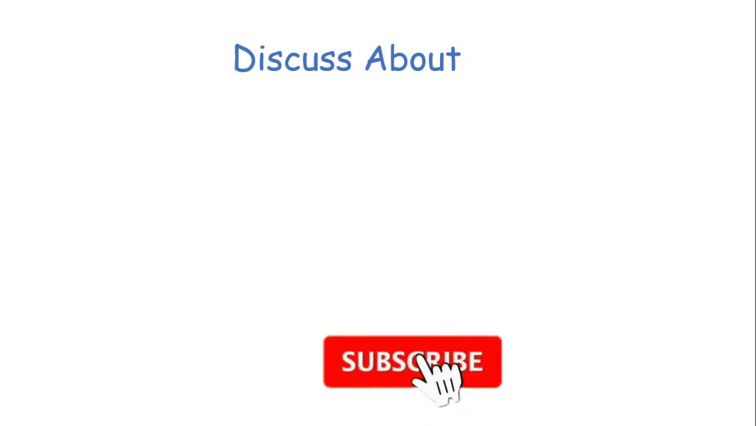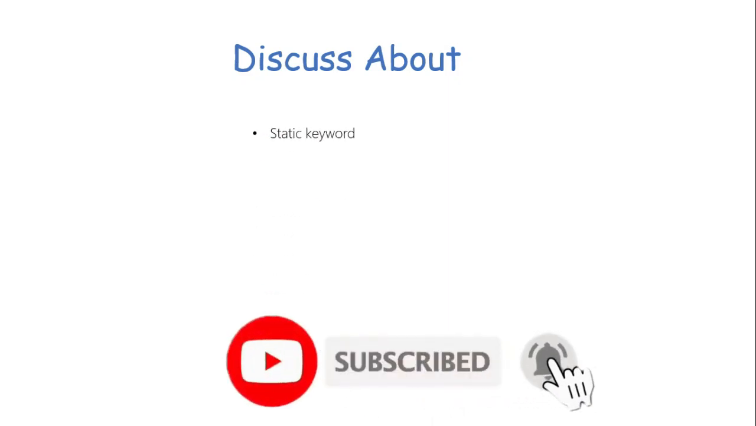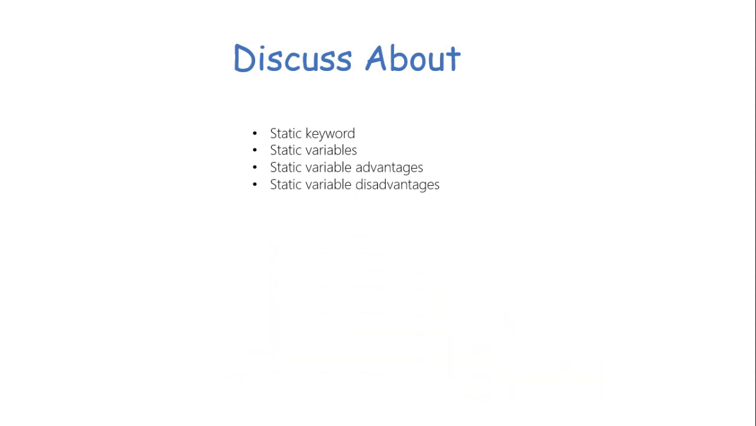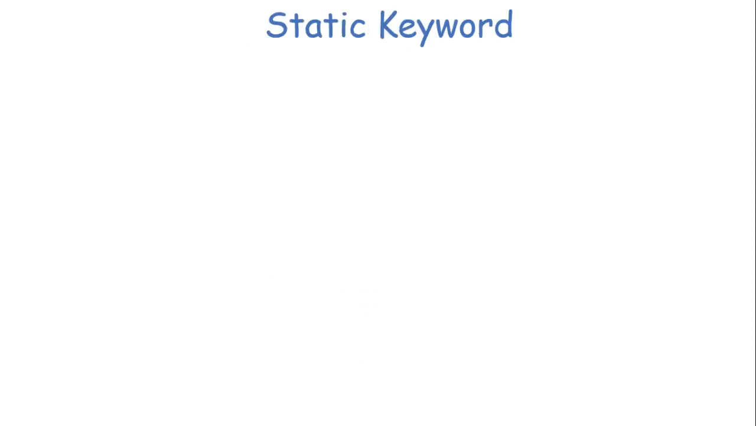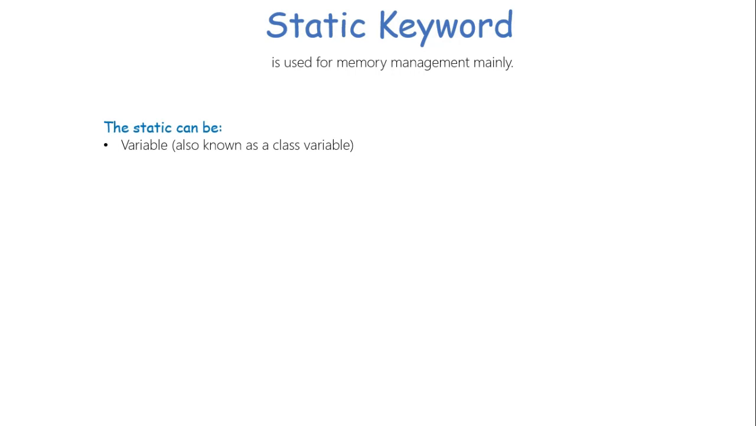Hi coders! In this video, we will discuss static keywords, static variables, static variable advantages, disadvantages, static variable example, static method advantages, disadvantages, and static method example. The static keyword is used for memory management. It can be used in a variable, in a method, in a block, or in a nested class. Our focus here is the static keyword in variable and method.